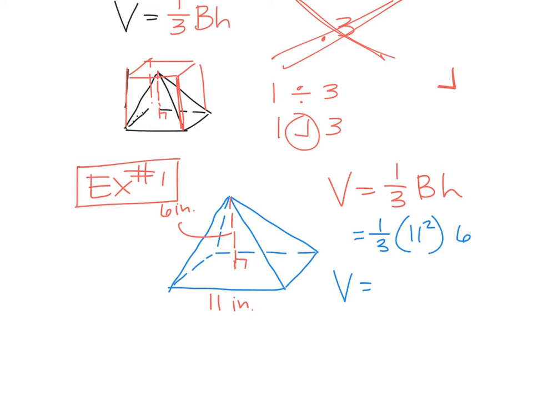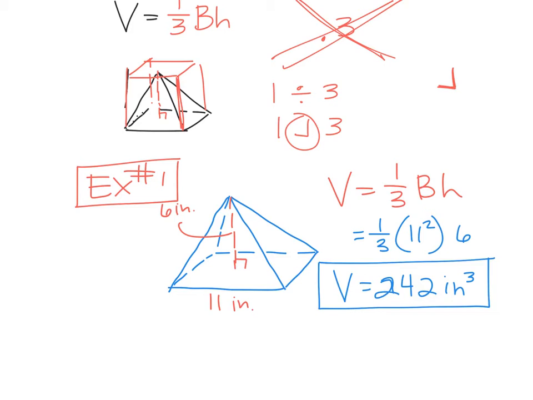Plug it in. I want to know that you are plugging it in right. It's 242. So if you're not getting 242, you're plugging something in wrong. Be careful with that 1/3. Okay, 242. And then make sure you label it appropriately. It is still volume, so cubic inches. Okay?